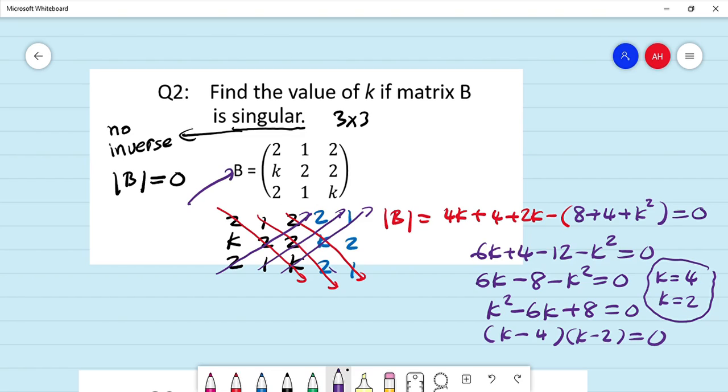Okay, what is the value for k again? 2 and 4. The value of k equal to 2 and k equal to 4, these two values will make matrix B singular. Okay, that's question number 2.